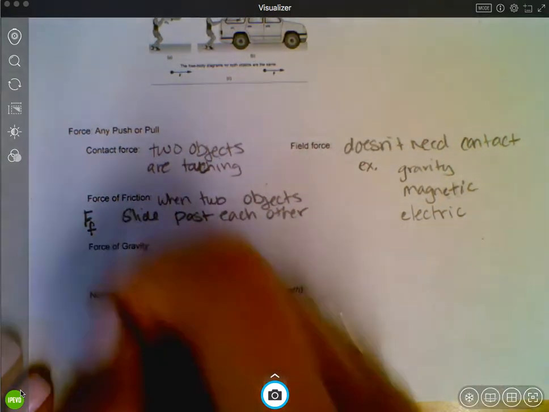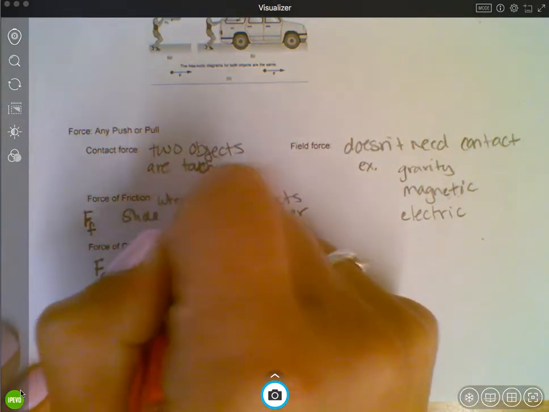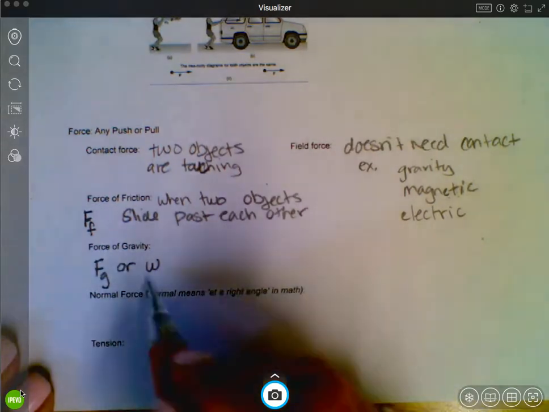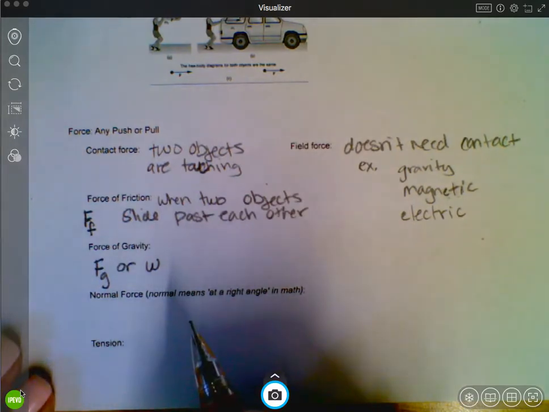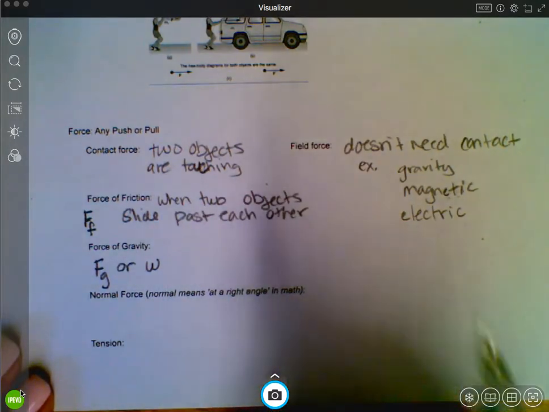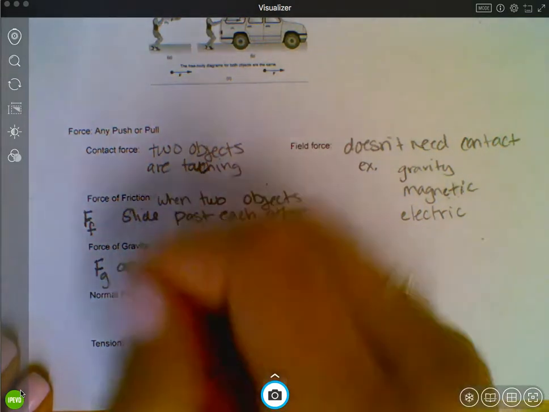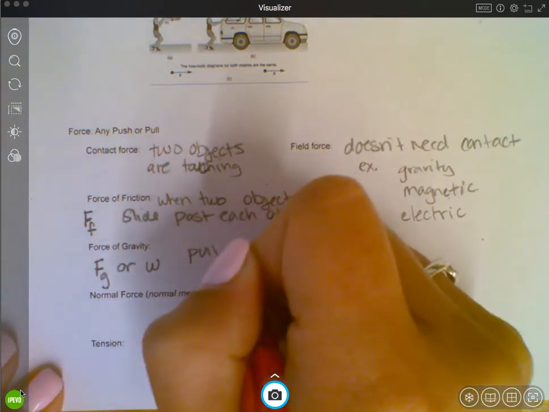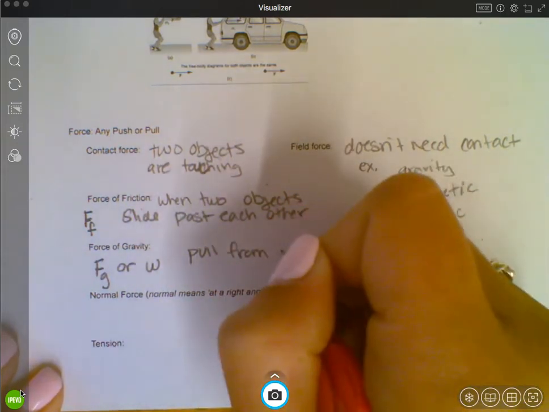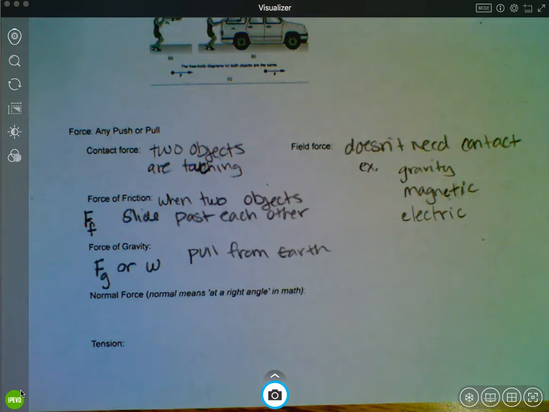For the force of gravity, we use F little g or W. The reason we have W is because the force of gravity is also the weight of an object. The reason that you have weight is because gravity pulls you downward. If you were on the moon, you would have less weight because gravity is less strong on the moon. We're just going to say it's a pull, and for now we're going to worry about Earth. But Earth, Moon, other planet, doesn't matter.